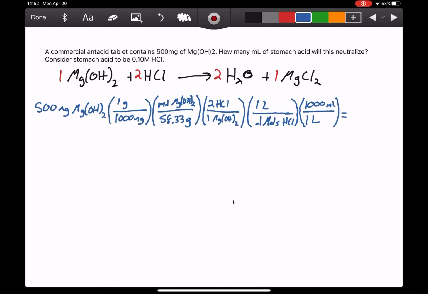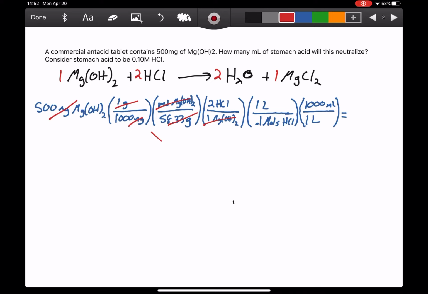Now, if we look at this real quick, we see that we started with 500 milligrams. We converted that to grams by having the milligrams cancel. Now we have grams of magnesium hydroxide. We need to go from grams to moles. So we have grams, those cancel. We're left with moles of magnesium hydroxide. Now we need to go from moles of hydroxide to moles of hydrochloric acid. We've done that here. They cancel out. We're left with moles of hydrochloric acid.